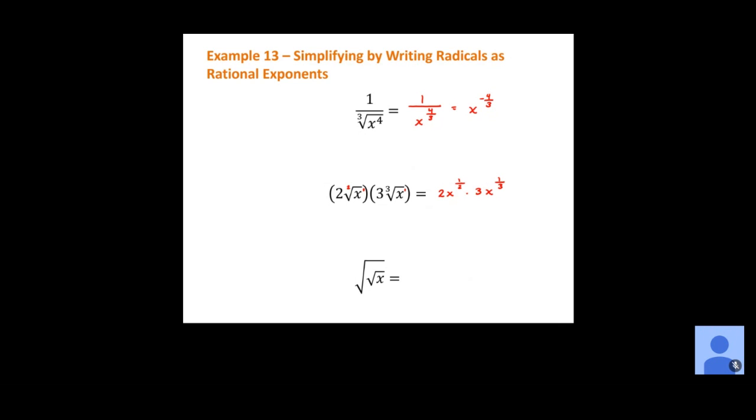Now, at that point, we can multiply the 2 and the 3 together. So 2 times 3 is 6. And because we're multiplying like bases, we can actually add their exponents. So we're adding 1/2 plus 1/3. But to do that, we need a common denominator. Common denominator would be 6 here. So this is 3 over 6 plus 2 over 6, and that's going to give us 5 over 6. So now we end up with x to the 5/6.